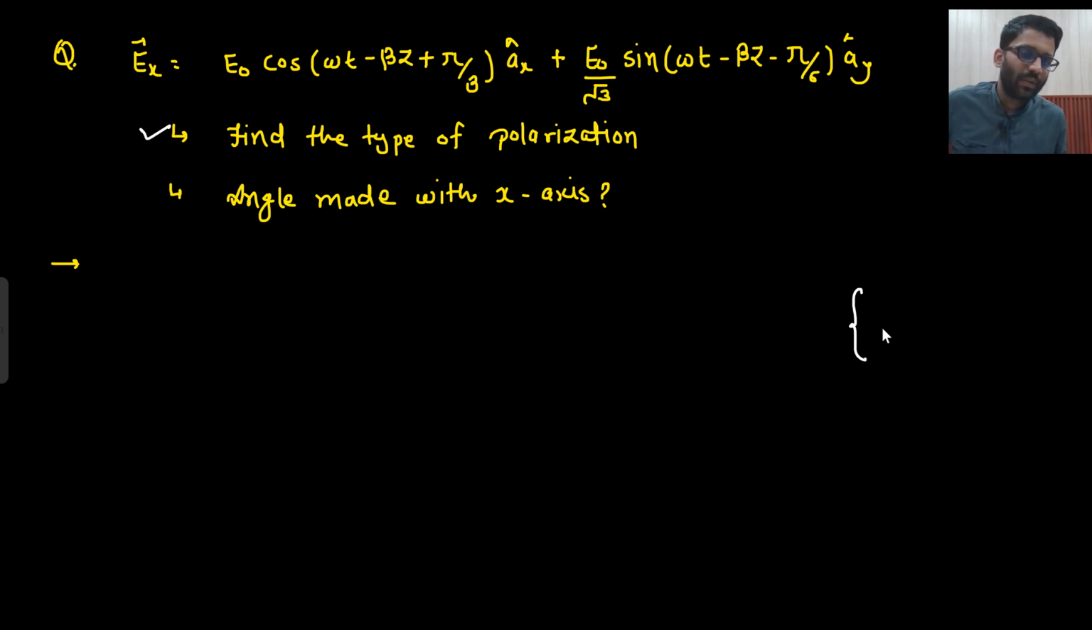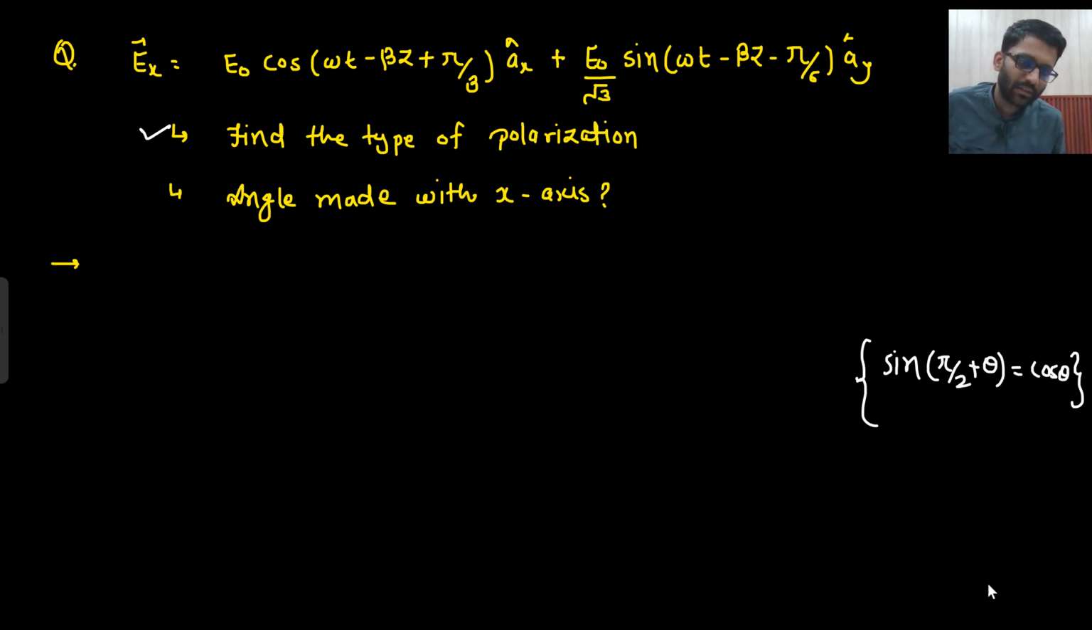So what is my formula? Here I will write it down. Sine of pi by 2 plus theta is equal to cos theta, right? Sine of pi by 2 plus theta is equal to cos theta, because in the second quadrant sine is positive. So this is theta, so cos theta, and if I need to convert it to sine, what I'm going to do? I'm just going to add pi by 2. Are you getting this point?